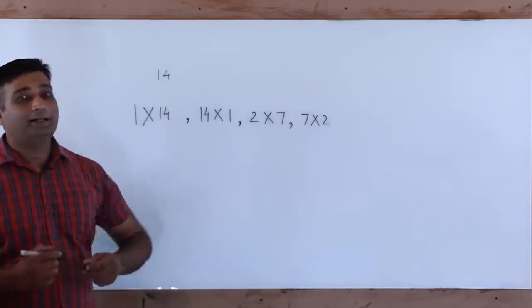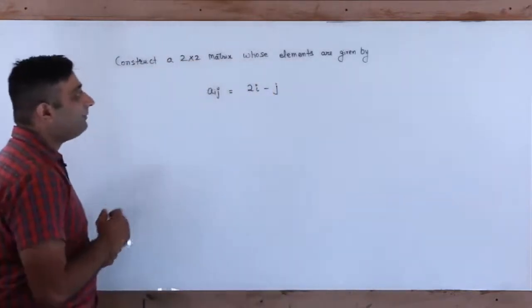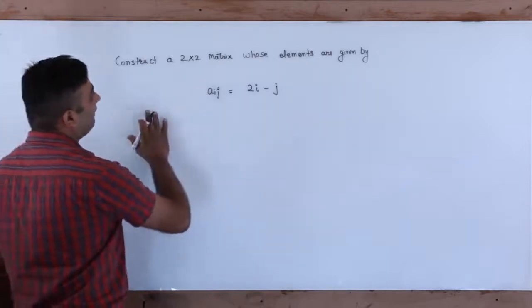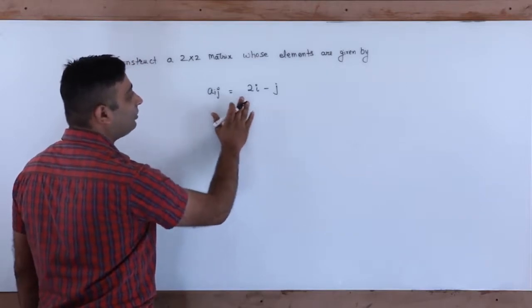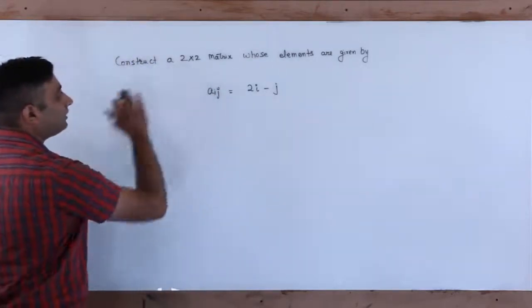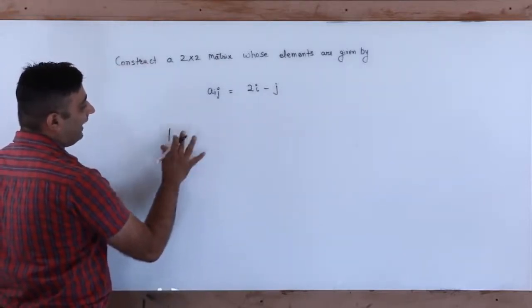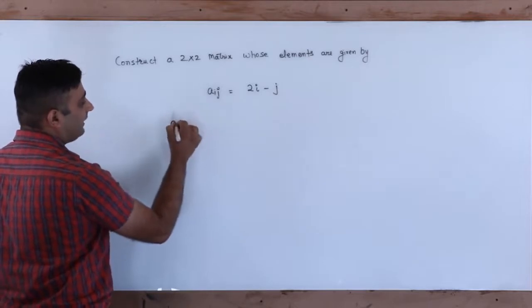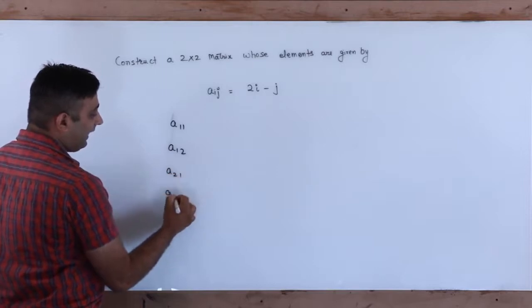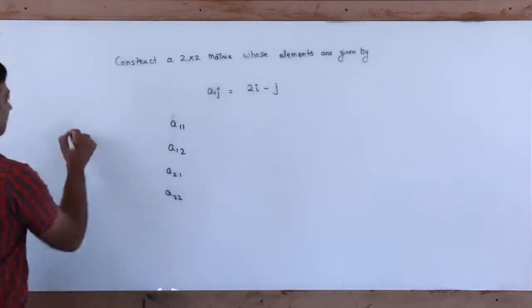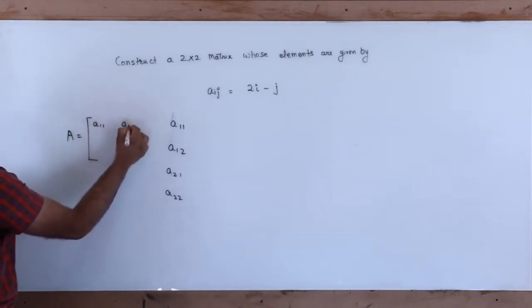Let us understand how to construct a matrix if its general element is given. We are given a matrix whose elements are given by Aij equal to 2i minus j, and we have to construct a 2 by 2 matrix. Now, let us find the elements of this matrix. We require A11, A12, A21 and A22 because this is a 2 by 2 matrix which will have only 4 elements.